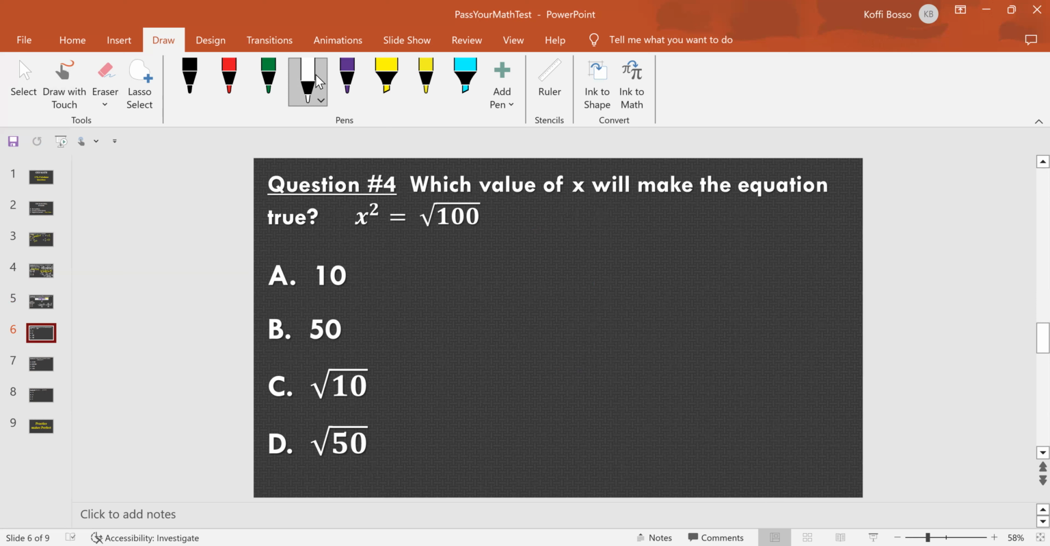So here, when you have x squared equals the square root of 100, before you solve this question, the first thing is to simplify this expression here. Do you know that the square root of 100 is 10? So I will say x squared is 10.